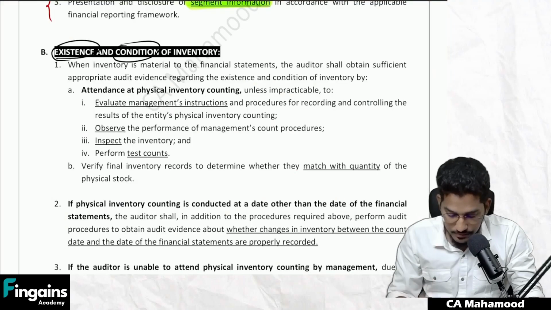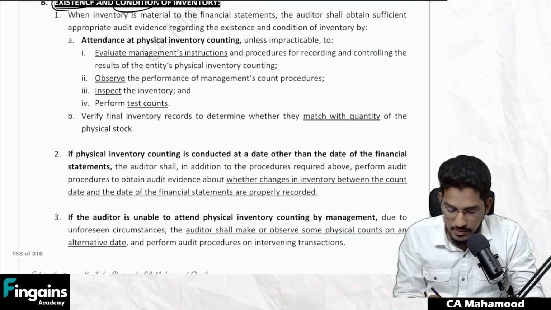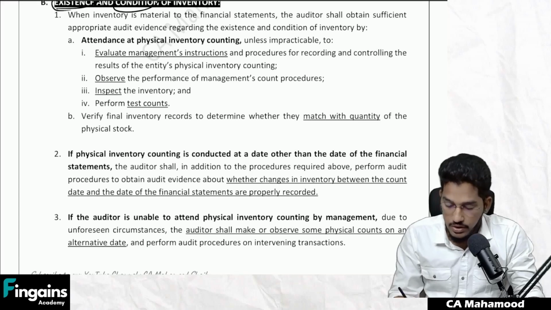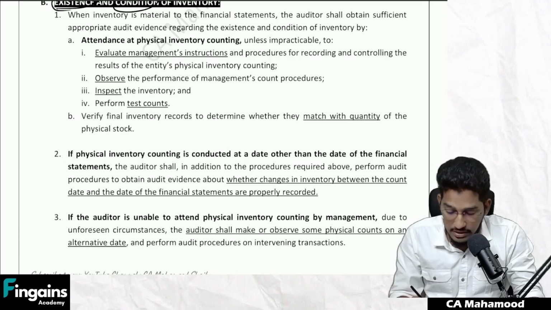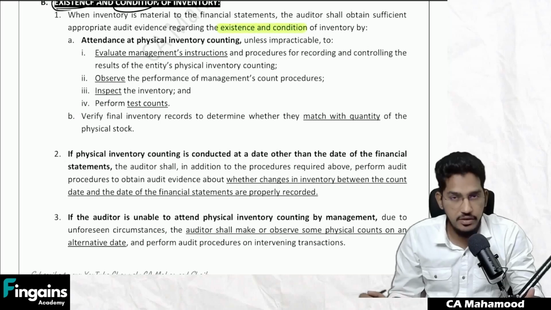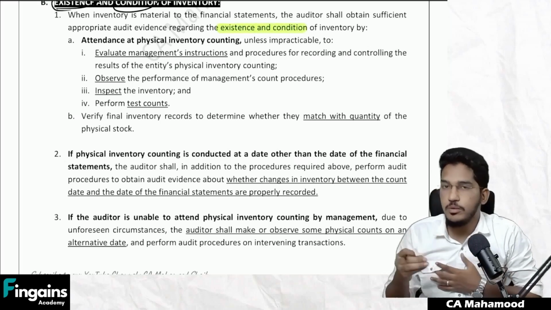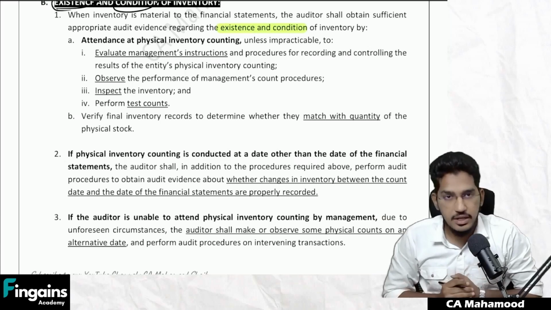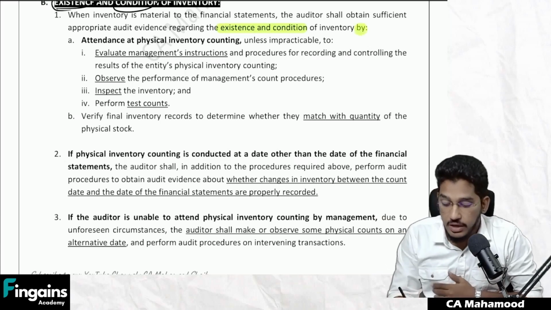Listen carefully, guys. When inventory is material to the financial statements, the auditor shall obtain sufficient and appropriate audit evidence regarding existence and condition of inventory. So as an auditor, you need to obtain audit evidence regarding existence and condition of inventory. How will you do it, sir? Now they are going to tell the steps.